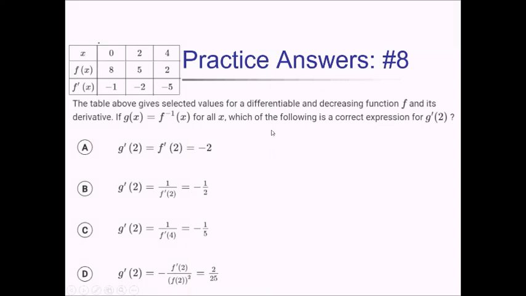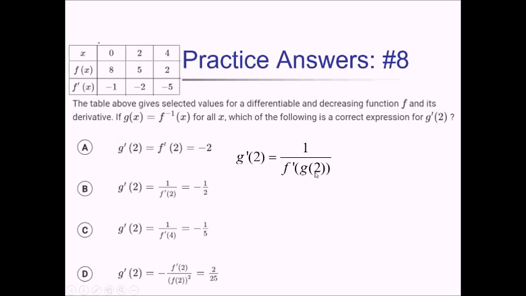For this one, we're given a table with some values for x and f prime, and we're told that g equals f inverse, so basically g and f are inverses of each other. We want to know which expression is correct for g prime of 2. In general, g prime of 2 is going to be 1 over f prime of g of 2. So 1 over the derivative of the original function with the inverse value plugged in.